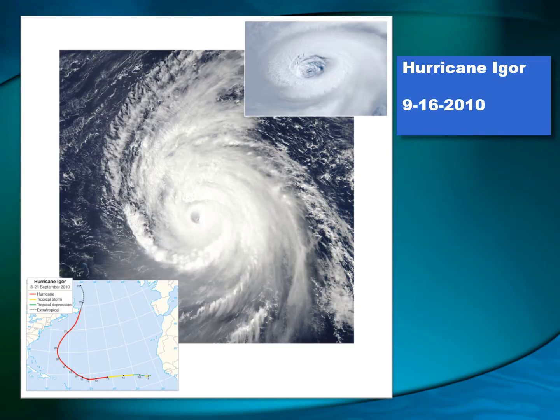So here's an image of Hurricane Igor. Wow, 10 years ago. This was back in 2010. And this one did not hit the Gulf Coast.